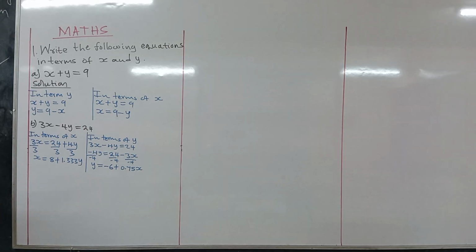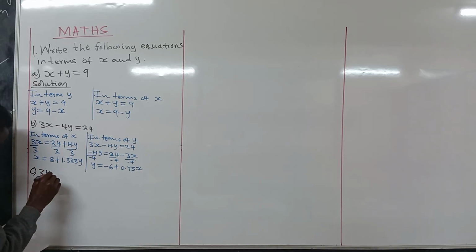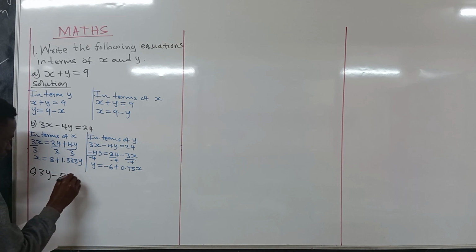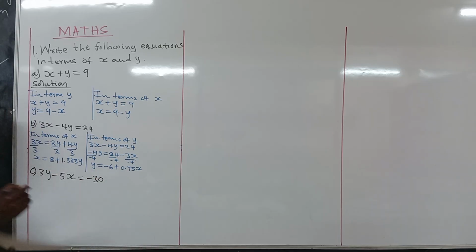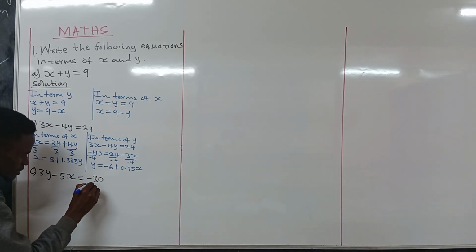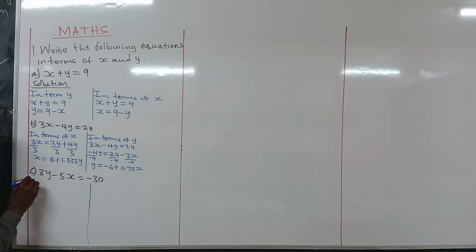So we can have our third number. We said practice makes perfect, so you have to do more and more examples for you to get it correct. So minus 5x is equal to negative 30. So the solution for this one is going to be, we are going to write it again in terms of x.